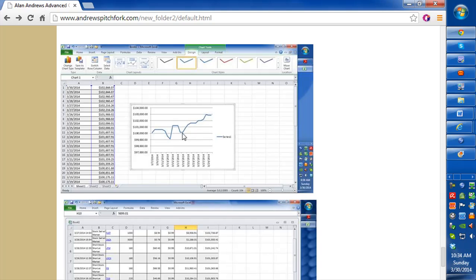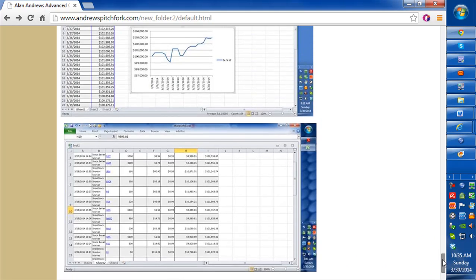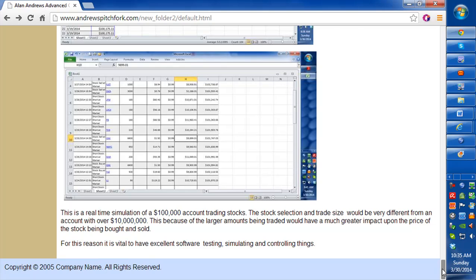And you can see the ups and downs. This isn't only just ups, but there's downs also because there's fluctuations in the market. And these were some of the actual positions that were in this simulated account. And the simulated account, by the way, is still active. So this is a real-time simulation of $100,000 in a simulated account trading stocks.